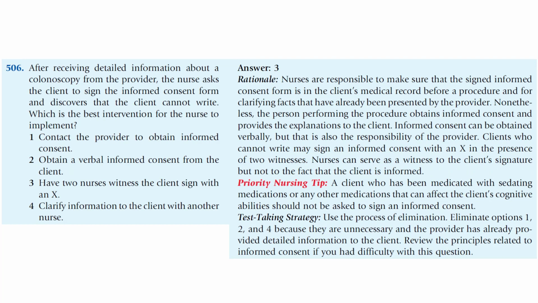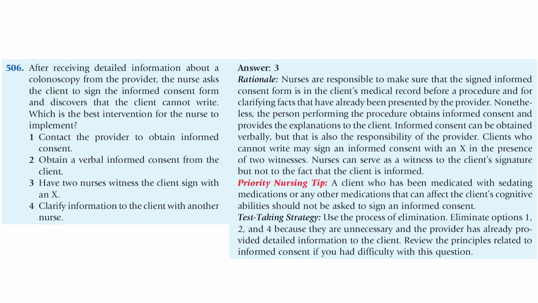506. After receiving detailed information about a colonoscopy from the provider, the nurse asks the client to sign the informed consent form and discovers that the client cannot write. Which is the best intervention for the nurse to implement? 1. Contact the provider to obtain informed consent. 2. Obtain a verbal informed consent from the client. 3. Have two nurses witness the client sign with an X. 4. Clarify information to the client with another nurse.